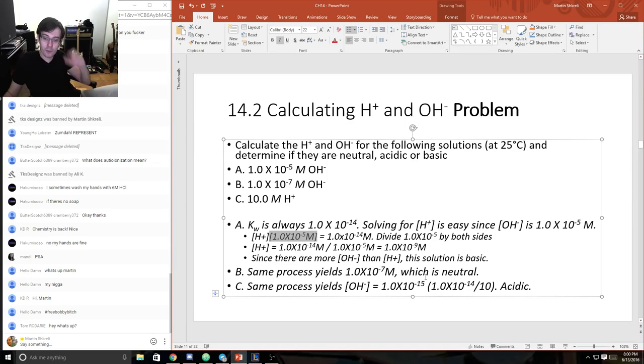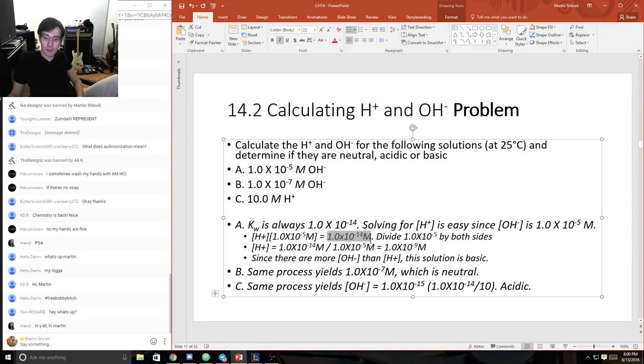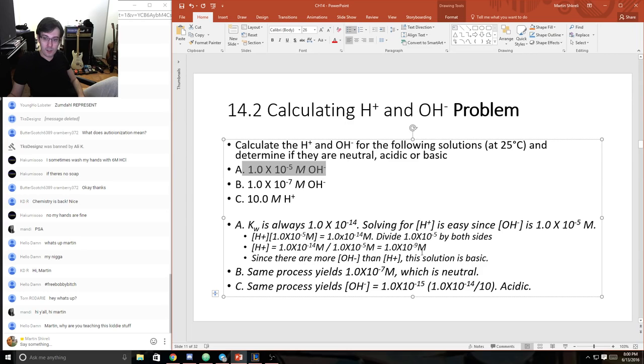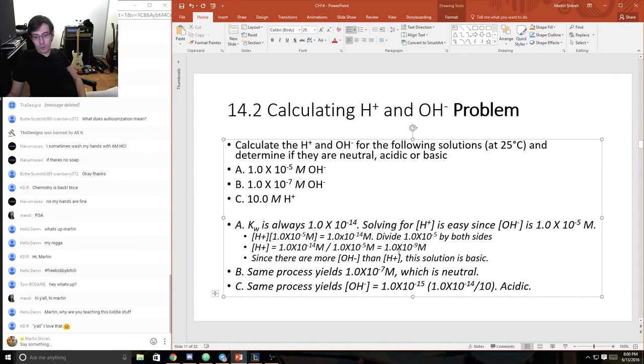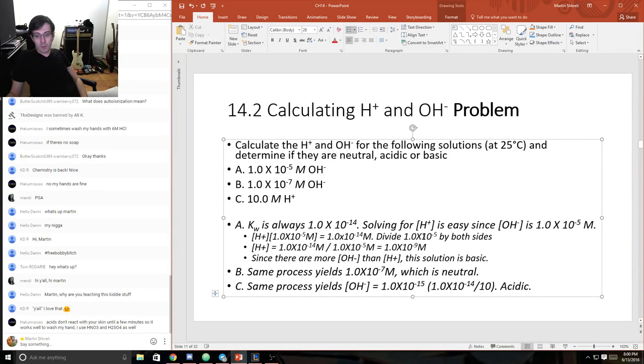When we do that, we're taking 1.0 times 10 to the negative 14th molar, divided by 1.0 times 10 to the negative 5th molar, and we get 1.0 times 10 to the negative 9th, because when you divide exponents, we simply subtract them. So in this solution, we have 1.0 times 10 to the negative 5th molar hydroxide and 1.0 times 10 to the negative 9th molar protons, or hydrogen ions.